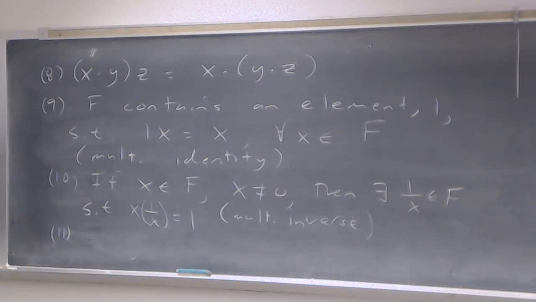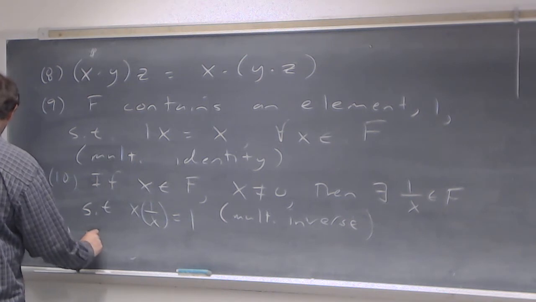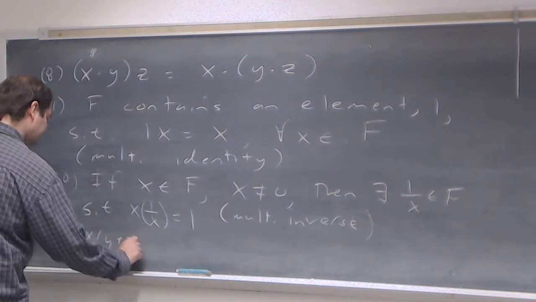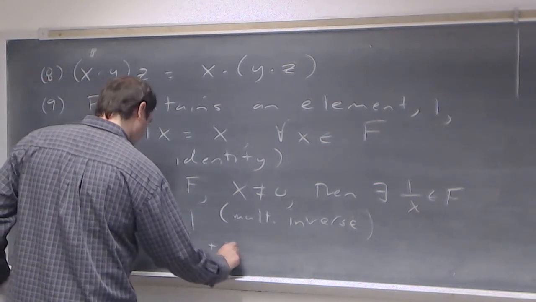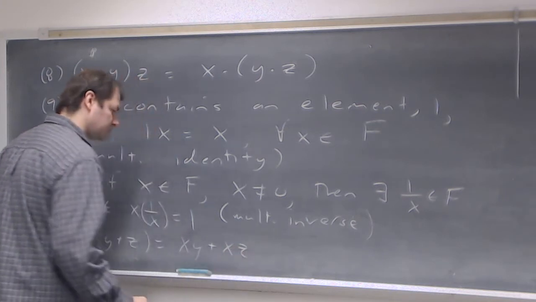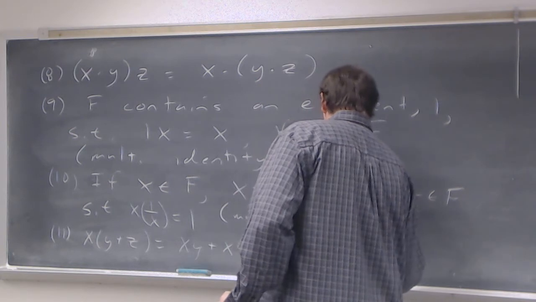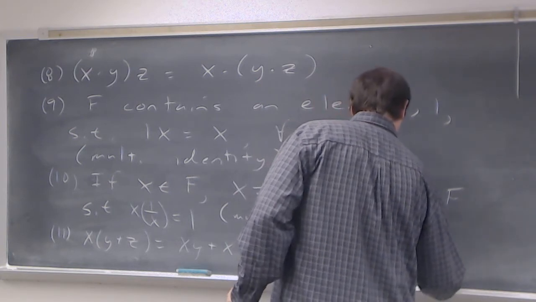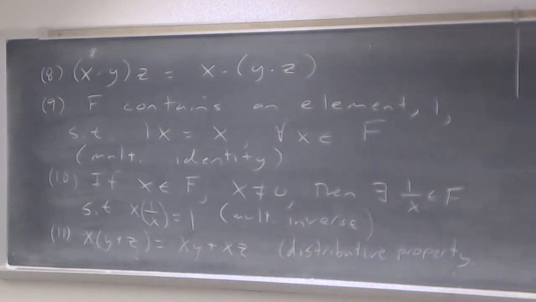And 11 is the distributive property, and that is that you have x times the quantity y plus z, that's equal to xy plus xz. Again, this is the distributive property. So that's what it takes to be a field. It's a set that has these two operations that satisfy these 11 properties.